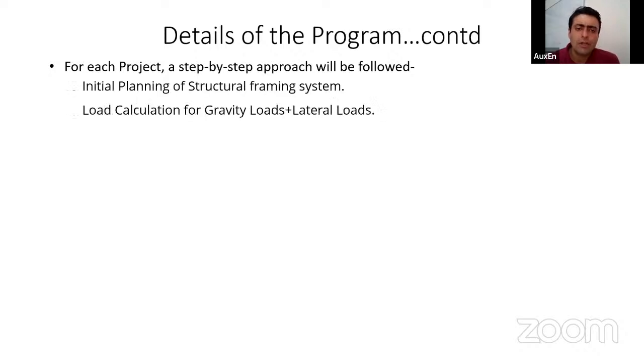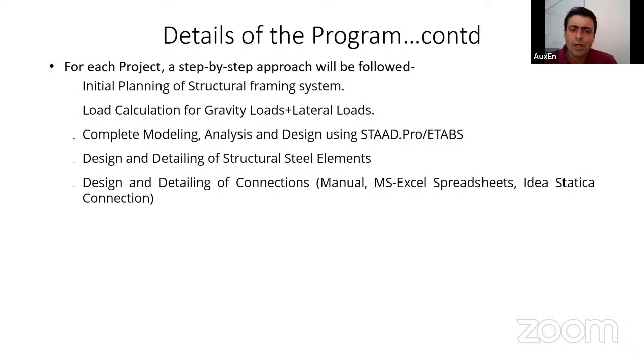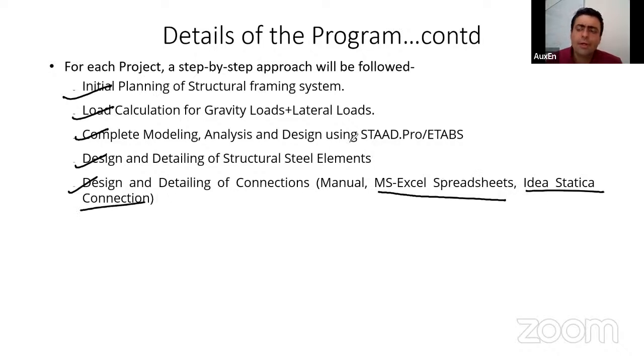Then for each of the projects, we'll be following this step-by-step approach as we do in some real structural firm also. So this is how projects are done in any office, in any design center by any consultant. We follow this step-by-step approach, starting from initial planning, load calculation, then modeling on any software, then the design and detail and analysis. And because it is steel construction, we need to do the connections also. So each and every connection, either you do through some manual methods, or you use some developed Excel spreadsheets, or use some software. So we will also be using some software to do our connections. So this is the step-by-step approach we would be following.